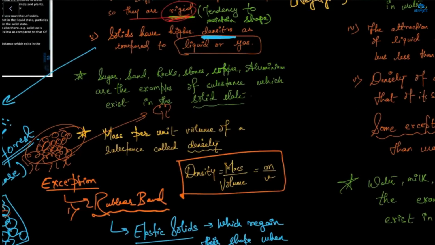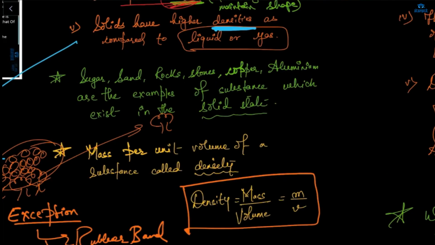Dense wala part, sorry. So here, what is this? Sugar, sand, rocks, stones, copper, aluminium, all are examples of substances which exist in the solid state. Okay, so these are the examples. Your sugar, your sand, your rocks, stone, ये सब किसके examples हैं? सारे जो हैं वो solid state examples.